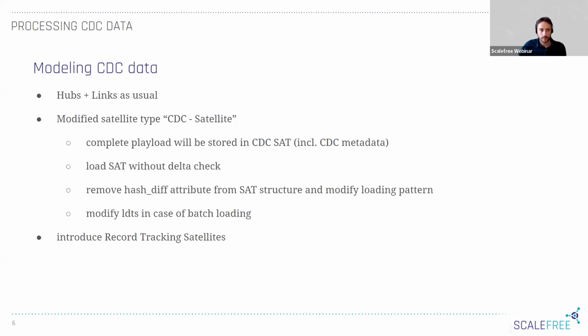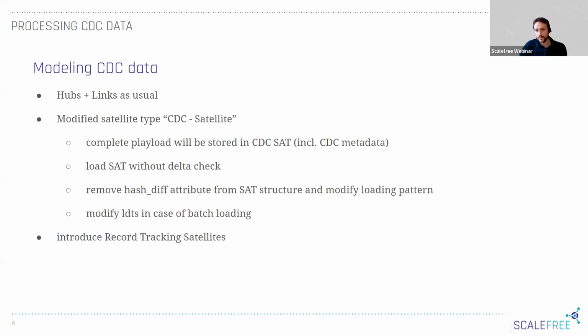So let's see how we're going to model this in Data Vault. For hubs and links, there are no changes. It's still the same approach. For CDC, we have a modified satellite type, which is called CDC satellite. And there, the complete payload will be stored in this satellite.